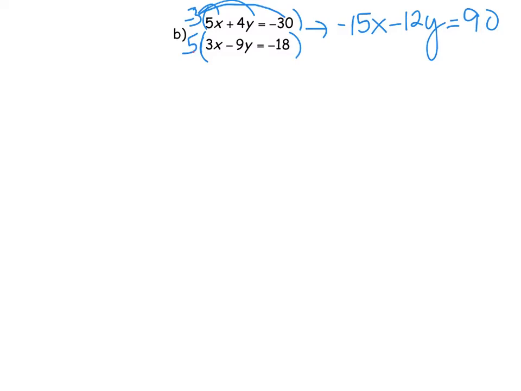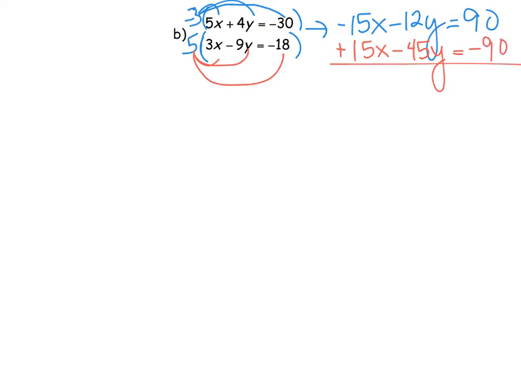Minus, let's see, we have minus 12y and distribute all the way over equals 90. Don't forget to distribute throughout. Now we're going to do the bottom one. 5 times 3x is positive 15x. 5 times negative 9y is negative 45y. And then I have 5 times negative 18, which happens to also be negative 90. Okay, great. Let's solve it.